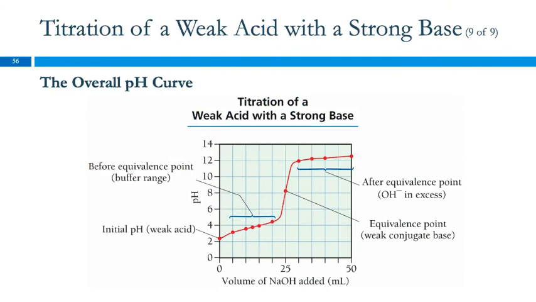So here's the overall weak acid with a strong base. So before the equivalence point, we're in the buffer region, we can use the Henderson-Hasselbalch equation. At the equivalence point, we're just looking at a weak conjugate base. We can calculate the pH that way. Afterwards, we've got hydroxide in excess, and the calculation gets much simpler.